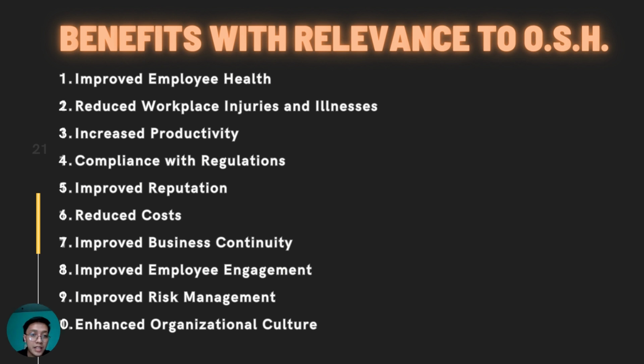Number 4 is compliance with regulations. An effective OSH program can help organizations comply with occupational safety and health regulations, which can reduce the risk of fines and penalties. Number 5, improved reputation. An OSH program that demonstrates a commitment to employees' health and safety can help to improve an organization's reputation, which can lead to increased business opportunities and employee recruitment.